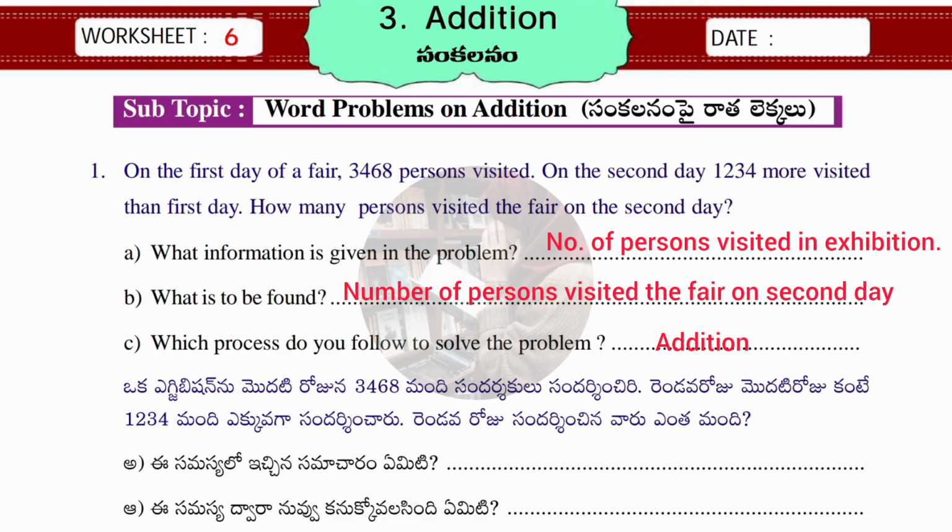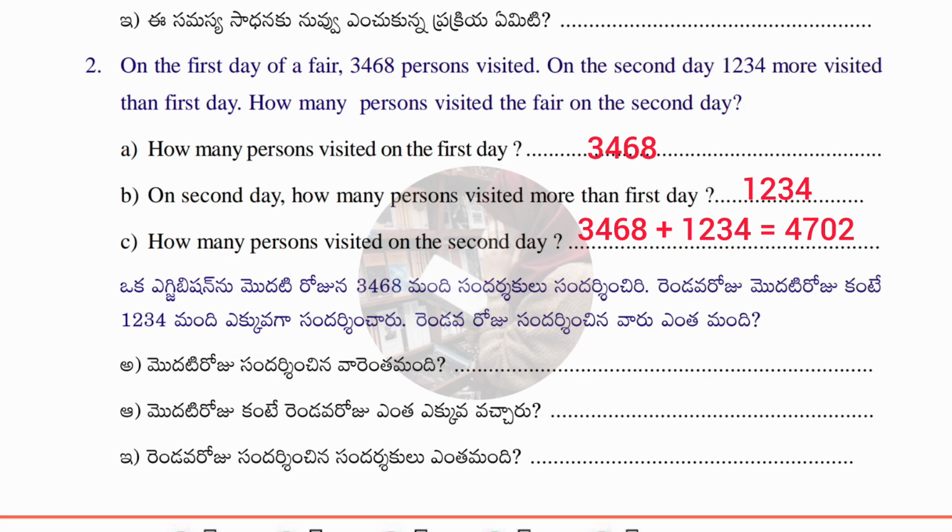Okay, so write down. Then second question is what is to be found? So what we have to find? We have to find out the number of persons who visited the exhibition, or else the fair, on the second day. Third question, which process do you follow to solve the problem? Of course, addition we have to follow. Write down addition. Okay, understood? Let's see the second question, meaning same question but different sub questions. Okay, let's see. In that first question is how many persons visited on the first day? So 3468. Second one, on second day how many persons visited more than first day? So more than first day, how many persons visited on second day?